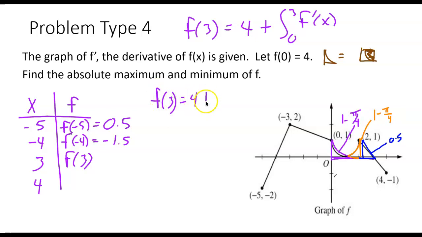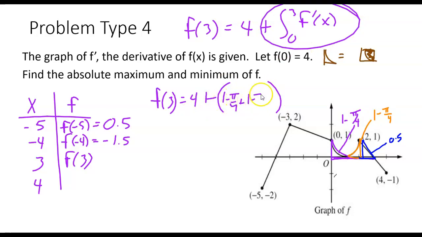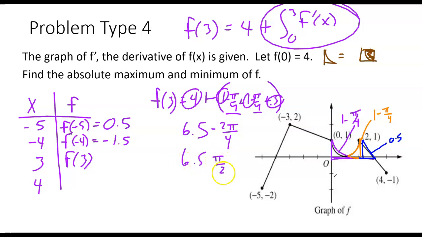F of 3 is 4 plus all those little areas from 0 to 3, which we just calculated there. So that would be 1 minus pi over 4 plus 1 minus pi over 4 plus 0.5, right? So if I put the 4 with the 1 and the 0.5, I get 6.5. And if I put the two negative pi over 4s together, I get negative 2 pi over 4, which reduces to pi over 2. And so I've got 6.5 minus pi over 2.